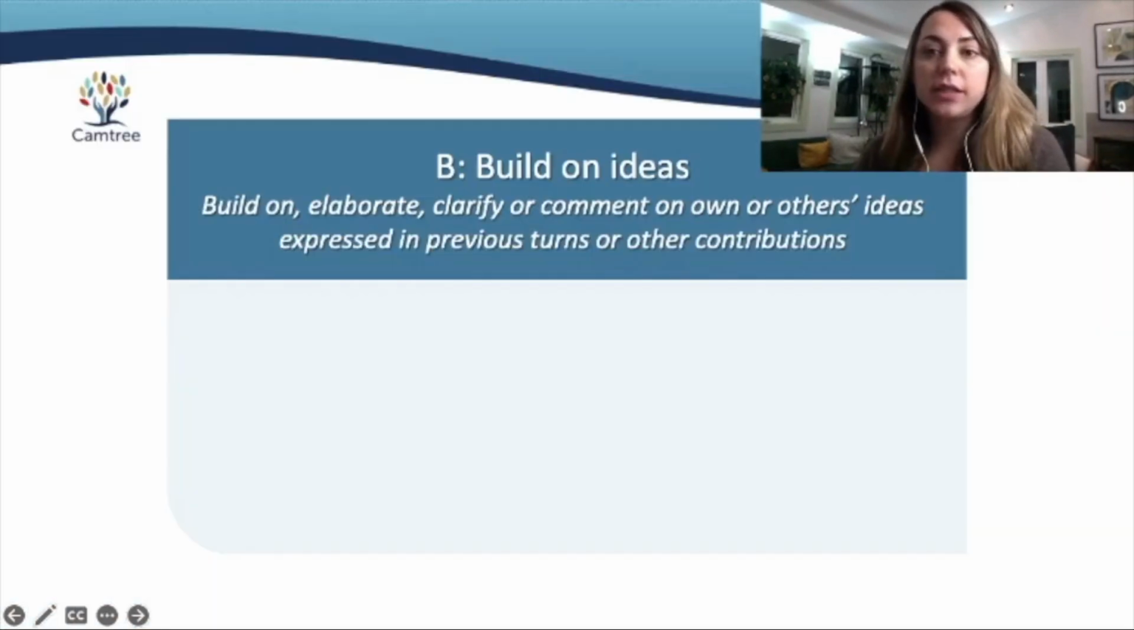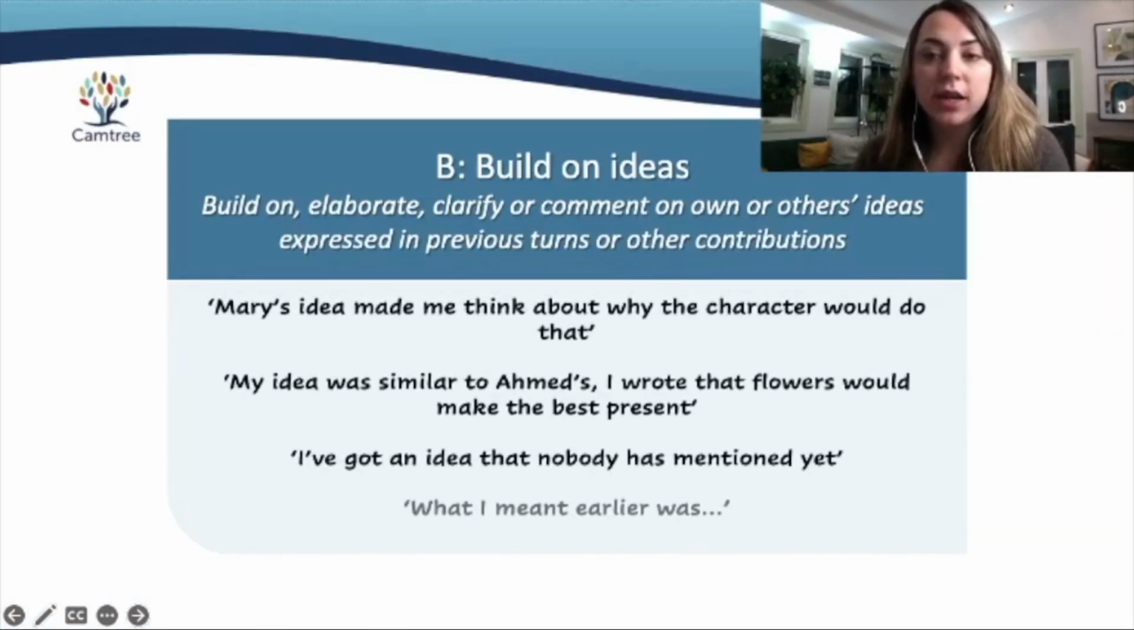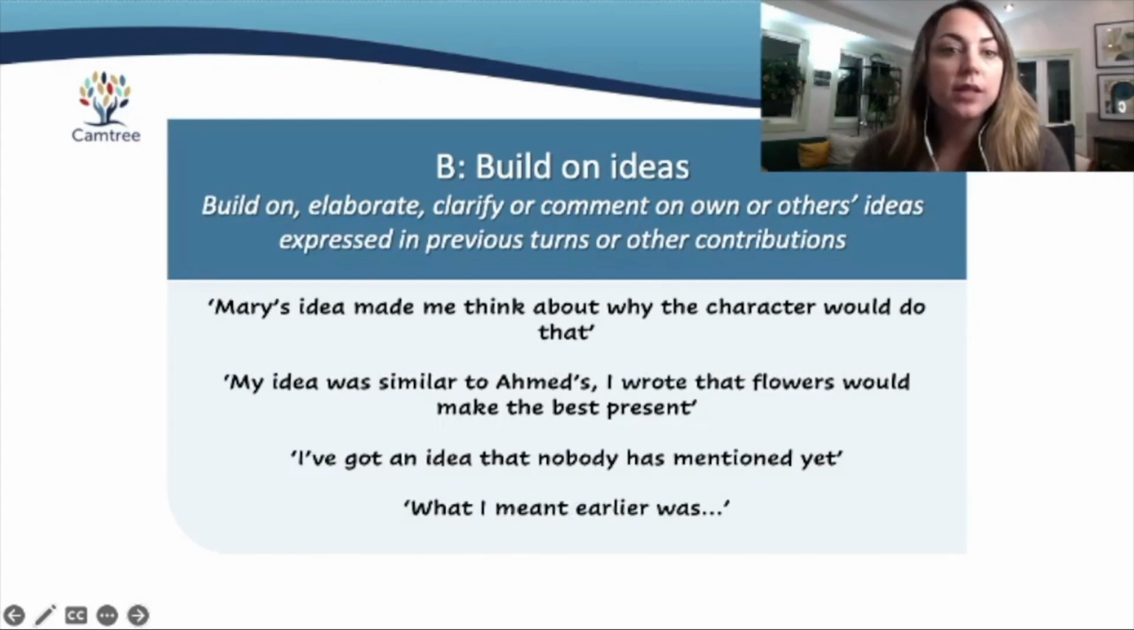The first dialogue category is build on ideas, which is when a participant builds on, elaborates, clarifies, or comments on their own or others' ideas. Learners might elaborate or evaluate or improve their own idea or someone else's through adding more information or also clarifying what someone else has said. Normally, this type of dialogue happens following another learner's contribution, and ideally, it should also happen spontaneously without students waiting for the teacher's invitation to do so. Some examples of this code are included on the screen here.